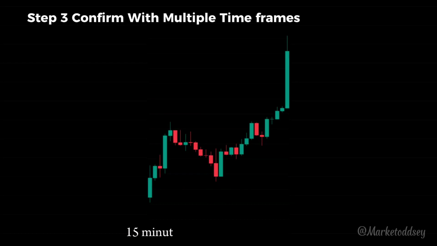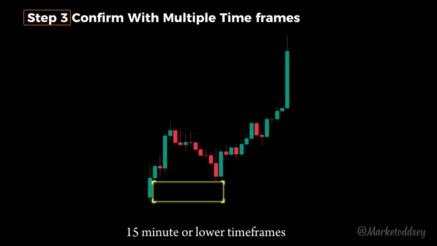Step 3. Confirm with multiple time frames. Use a 15-minute chart to fine-tune entries. Look for patterns like inside bars, small candles within the range, or strong bullish/bearish candles after a sweep.